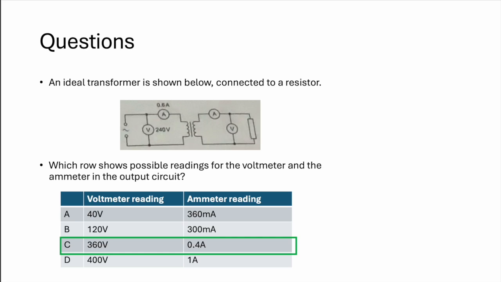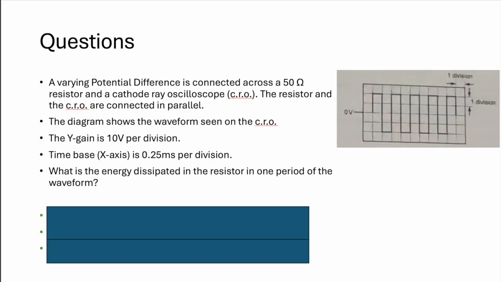Okay, varying potential difference is connected across a 50 ohm resistor in a cathode ray oscilloscope. So CRO is just a screen that shows you some readings. Resistor and CRO connected in parallel. So this is the waveform shown. Y gain is 10 volt per division and the time is 0.25 millisecond per division. What is the energy dissipated in one period?